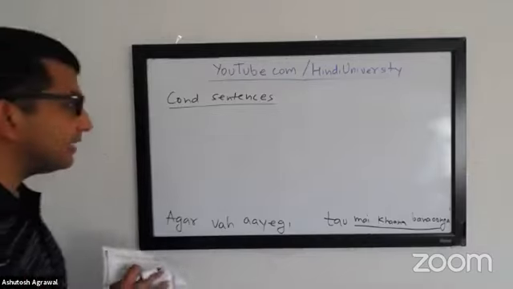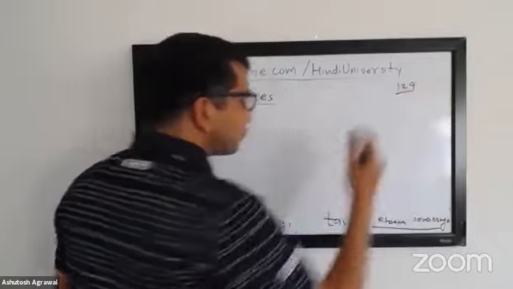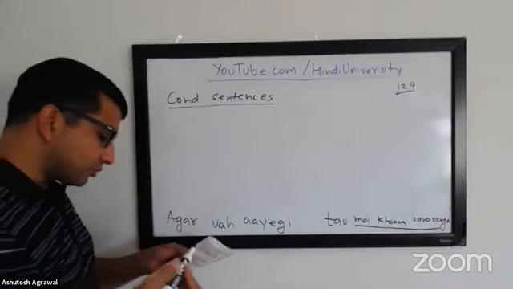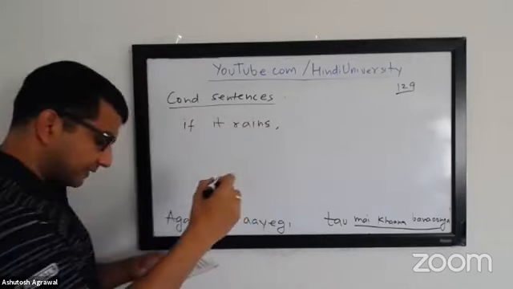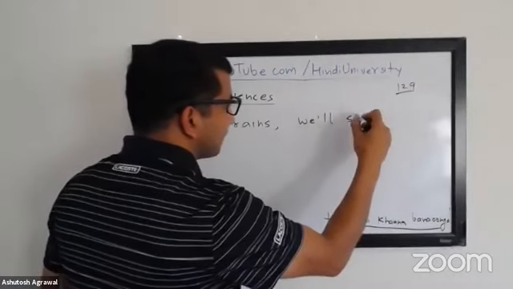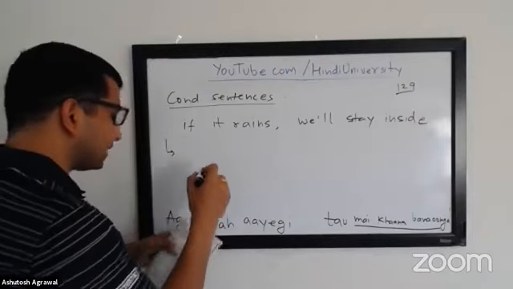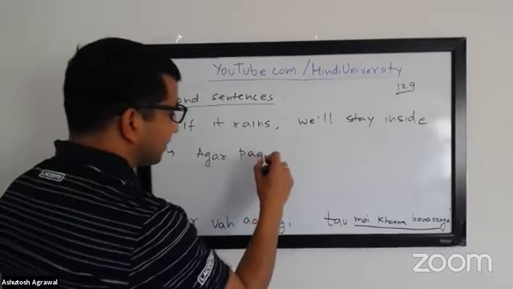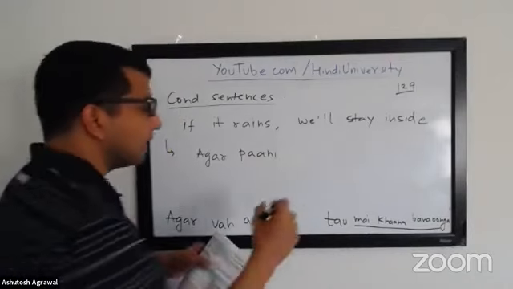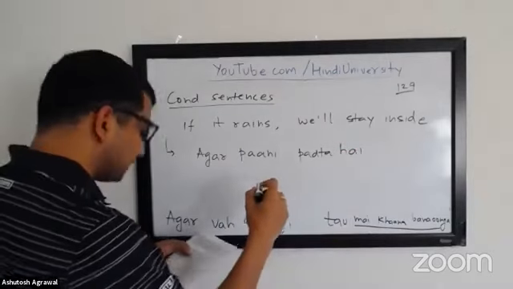This may be a slightly difficult example for some of you. It's on page number 129 in the Rupert Snell book, but I'm gonna just write it down so you understand the pattern. So Rupert Snell is also saying, if it rains, we will stay inside. And let me just write it without quizzing you guys. The way he writes is agar pani padta hai, to hum andar rahenge.